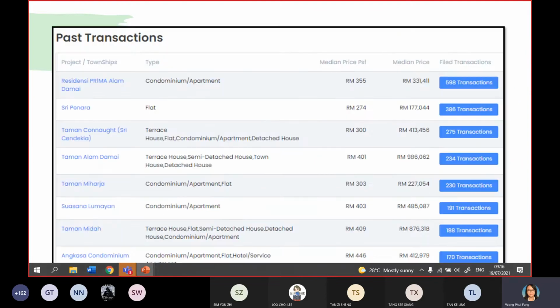Okay. So under this website, you can also see some past transactions, the latest transactions.